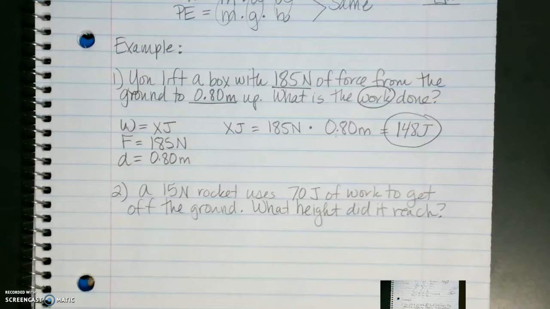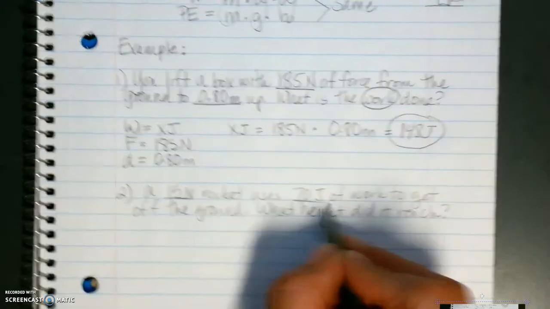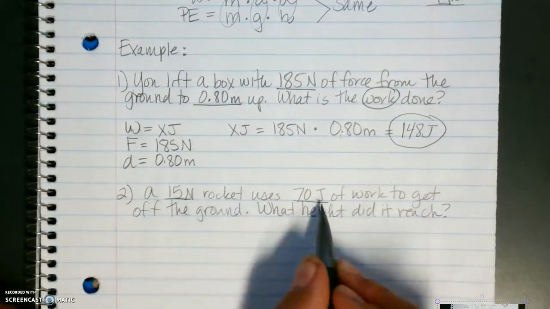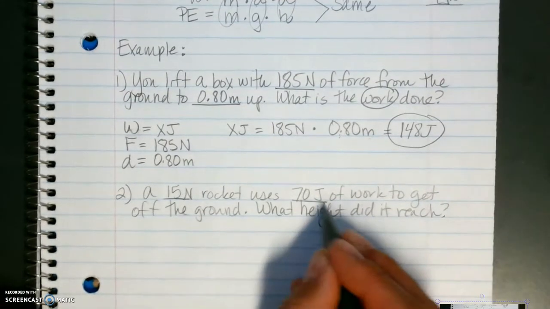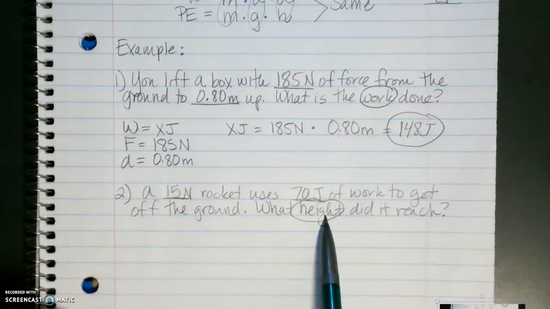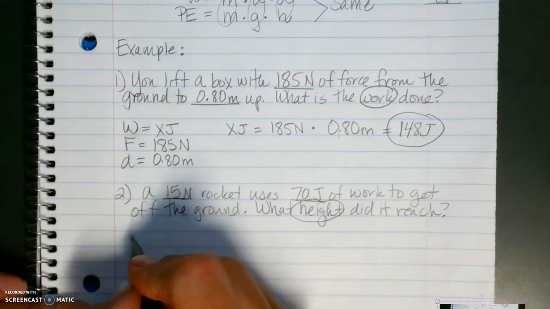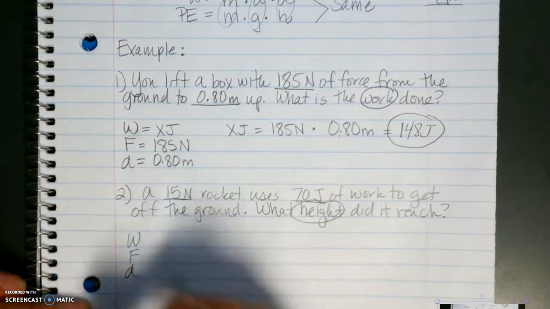So we are going to now go ahead and solve that. And remember, just like last time, we're going to underline what we're given. So we're given 15 newtons and 70 joules of work. And we want to know the height, so we're going to circle the height. And again, even though I said height here, we do have to remember that height is a distance. So we're still using our same variables, our W, F, and D. So we're going to have a work, a force, and a distance.